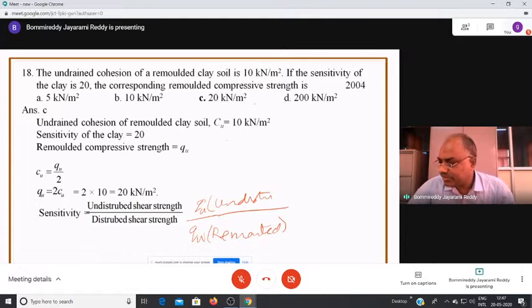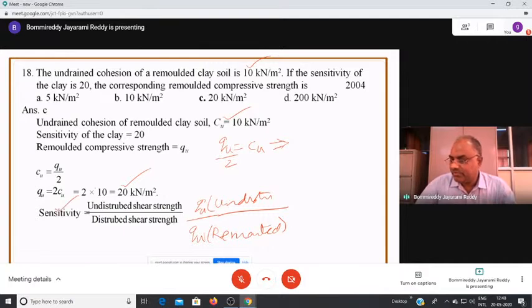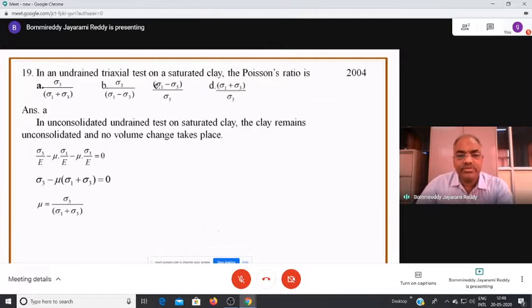Cu is given in the problem as 10. Undrained cohesion means Cu is given. What is qu? qu by 2 is nothing but Cu, so qu is nothing but 2Cu, which is 20. So you have to calculate in the reverse order. Sensitivity is also given, so you can find out the remolded qu. Like that, simple problems. It's also a very simple one.